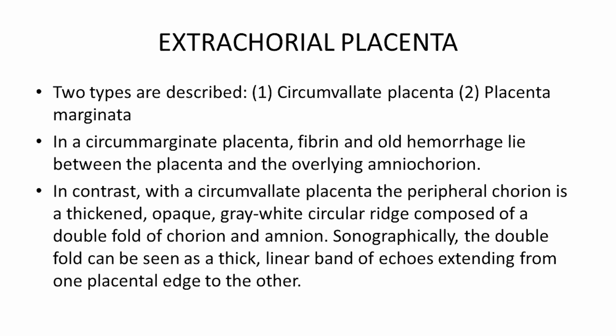There are two types of extrachoreal placenta. There's a circumvallate placenta and there's placenta marginata. In circummarginate placenta or placenta marginata, fibrin and old hemorrhage lie between the placenta and the overlying amniochorion. Whereas in circumvallate placenta, the chorion and amnion is thrown into a double fold. Where in circummarginate placenta, fibrin and old hemorrhage lie between the placenta and the overlying amniochorion.